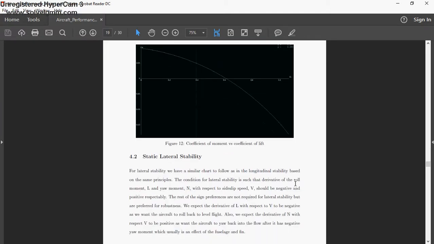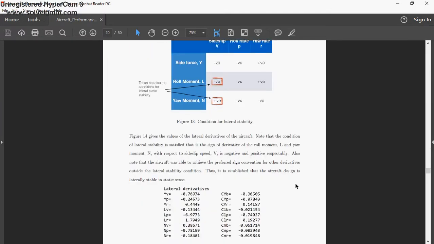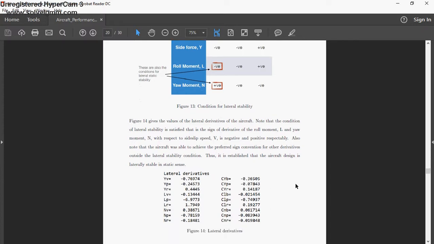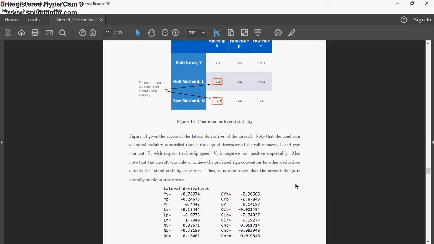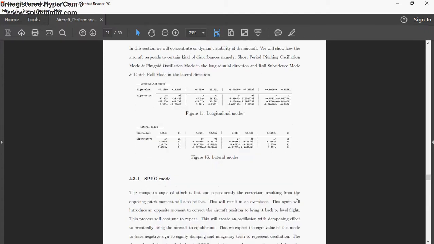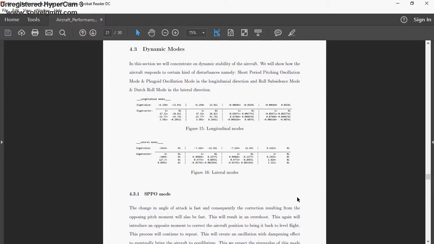Coming to lateral stability, we follow the same kind of procedure. This chart gives you the conditions: the roll moment derivative with respect to sideslip and the yaw moment derivative with respect to sideslip should be negative and positive respectively, and that is what our lateral derivatives show over here. Moving forward to dynamic modes, we start with the short period pitching oscillation.